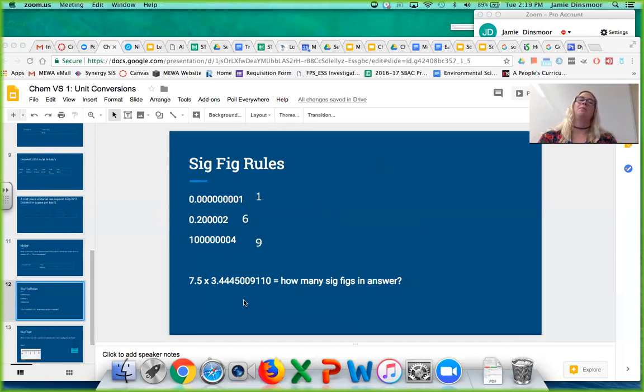So now what about if we're doing math? Right, because obviously we're going to do math with these numbers. Usually we don't just have one number. We need to be multiplying or dividing or adding or something. So let's say we take 7.5 and we times it by 3.44450091110. Well, one of these numbers has quite a few significant figures. The other one doesn't. How many do we put in the answer? And why, most importantly? But how many do you think we put in the answer?